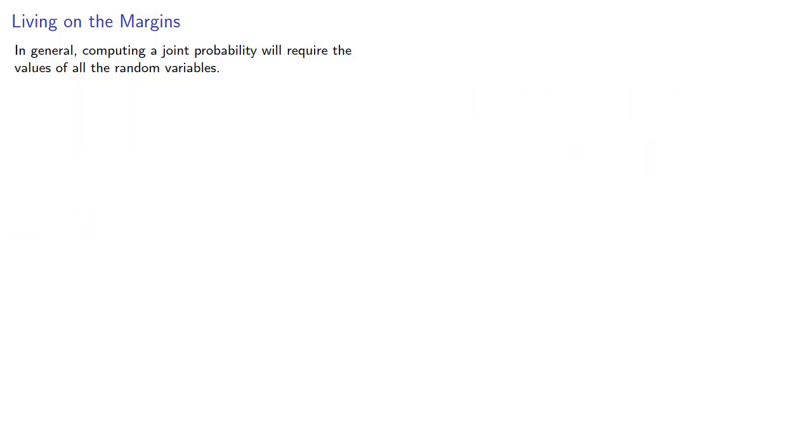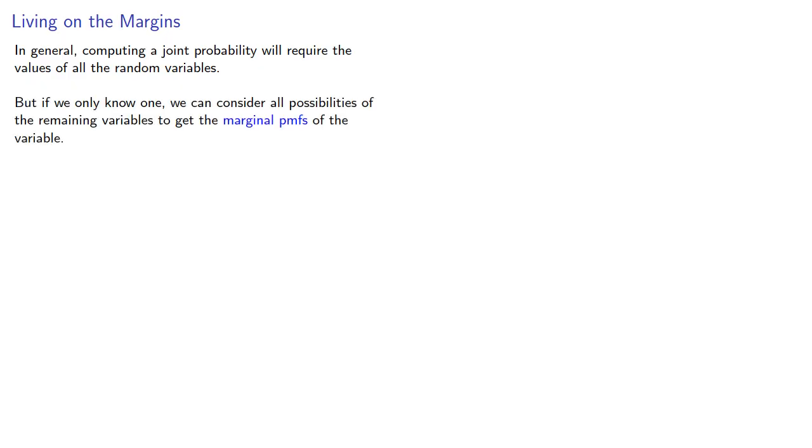In general, computing a joint probability will require the values of all the random variables. But if we only know one, we can consider all possibilities of the remaining variables to get the marginal probability mass functions of the variable. If our joint PMF is f of x, y, the marginal PMF of x is designated this way.